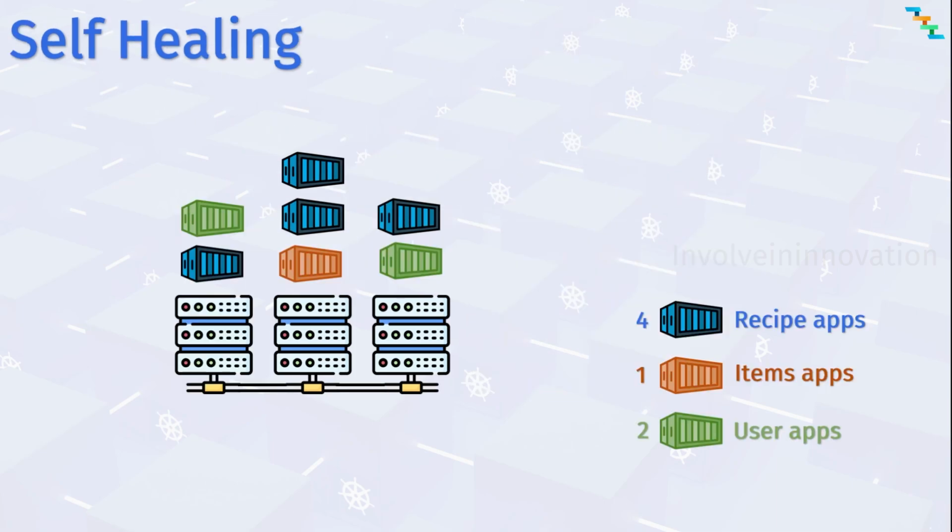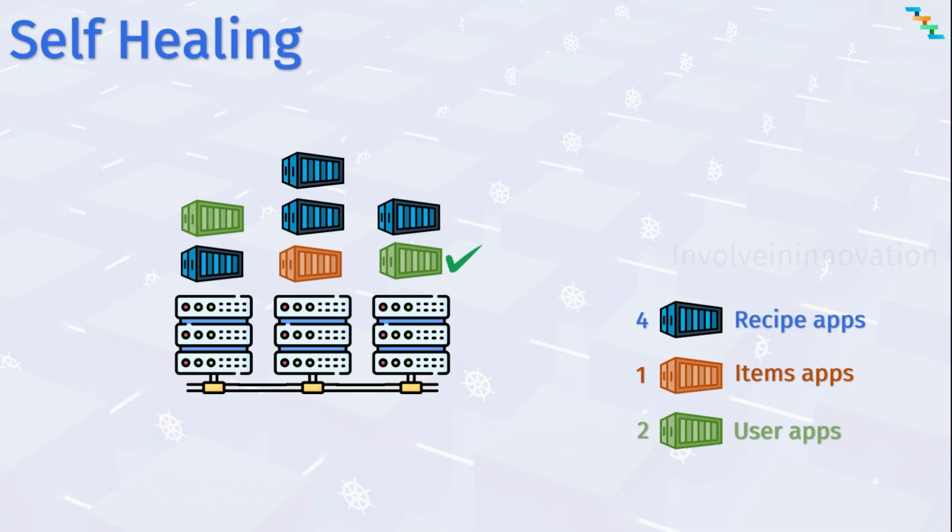Next is self-healing. Let's say we have a food application, and for the food app, we have 3 microservices. We need to have 4 instances for the recipe app, 1 instance of the container for the items app, and 2 instances of the user app to withstand the incoming load. If we define this in Kubernetes, Kubernetes monitors the health of each and every instance or container here. If any of the instances goes down or is not responding, then Kubernetes automatically brings up a new instance and manages the desired state count for each service.